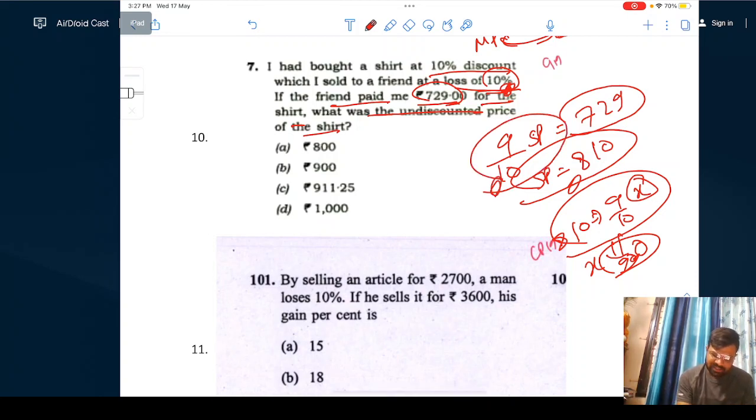This means 90% of SP is 729. Then again, this 810 is 90% of the actual marked price. So you get your answer as 900.